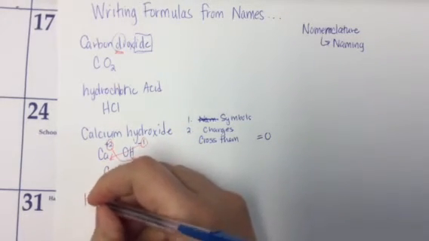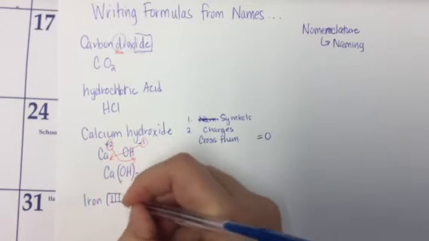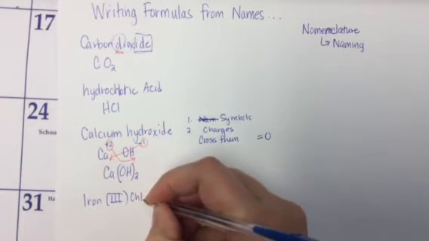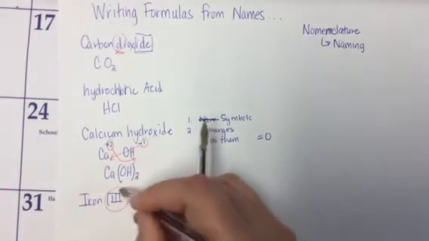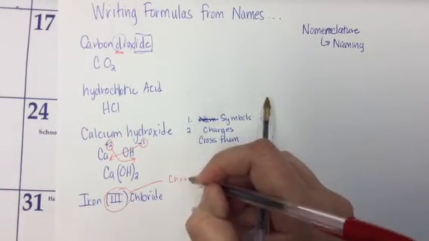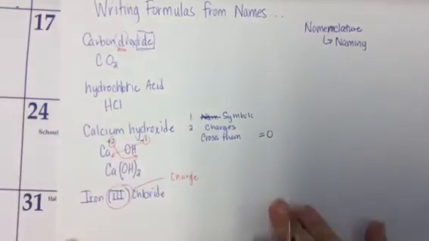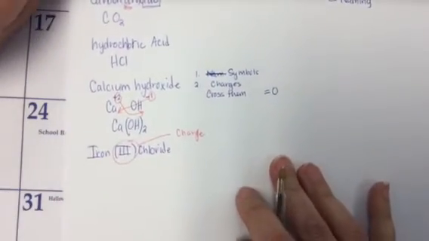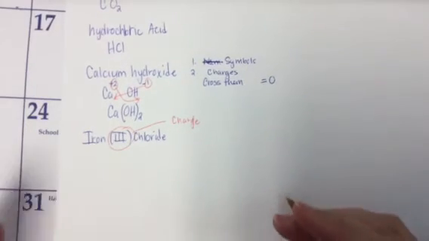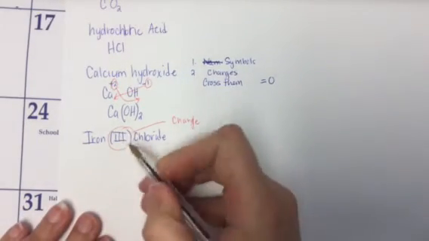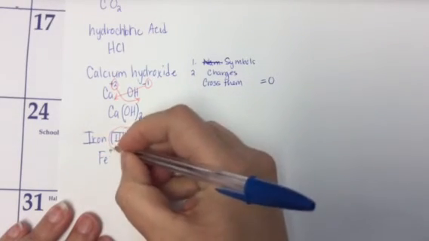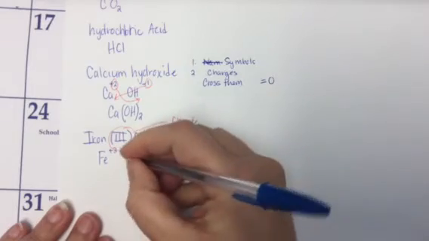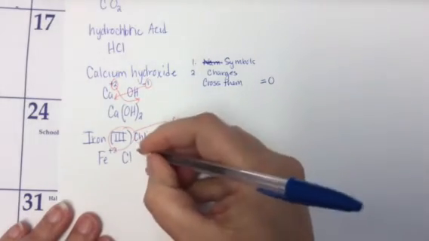Another example might be something like iron(III) chloride. This Roman numeral tells us the charge for iron, because iron can have more than one charge. You have to indicate it with the Roman numeral. So iron is Fe, and this Roman numeral is telling us that it is a +3. We look up chloride, it's Cl, and we know its charge is still -1.